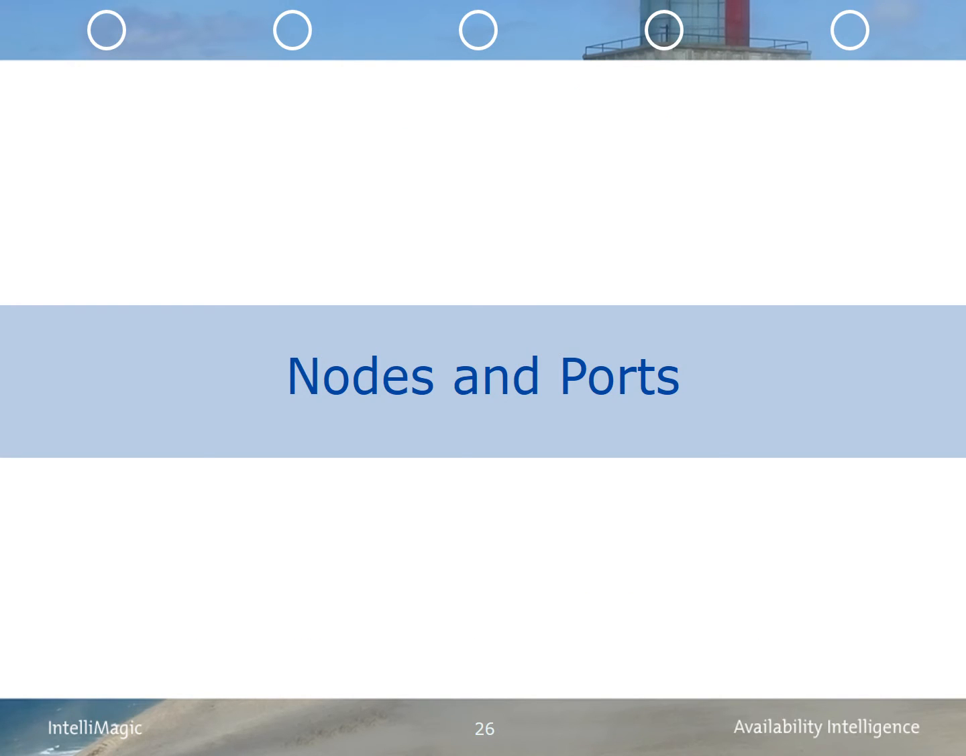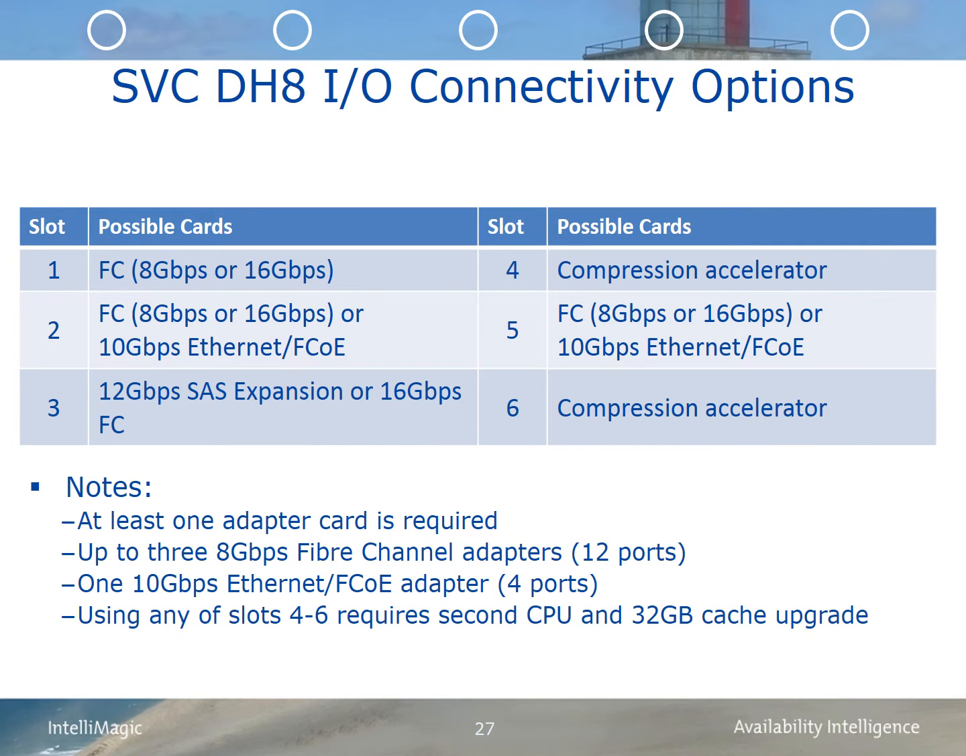This section will cover nodes and ports. The IBM SVC DH8 has several I/O connectivity options. There are several slots, 1 through 6, and in these slots you have to have at least one adapter card. You can have up to 3 8 gigabit per second Fibre Channel adapters for a total of 12 ports. You could have one 10 gigabit per second Ethernet FCoE adapter with 4 ports, and you can use any of the slots 4 to 6 for the CPU and the compression accelerator and the 32 gig cache upgrade.